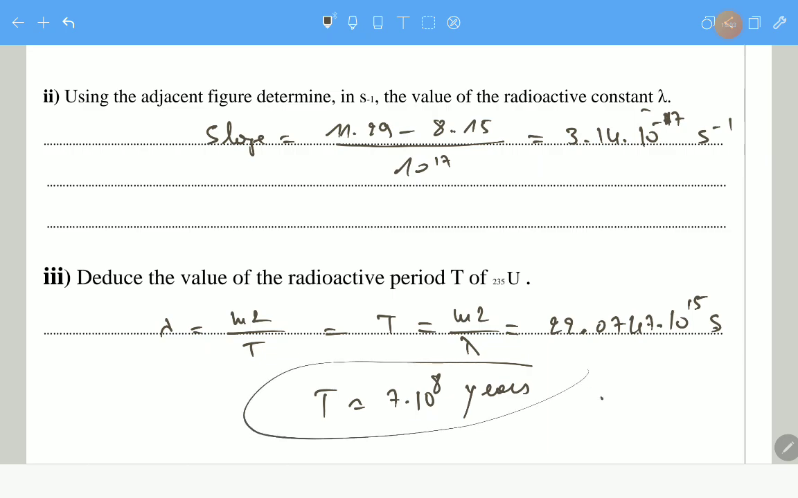So, okay, this is the first problem in English. I hope it's clear.